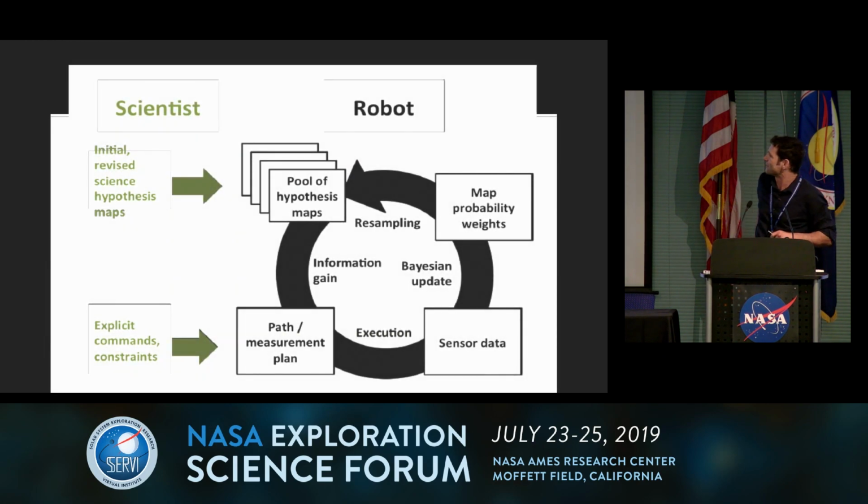Okay, so it starts with the top left. The scientist provides basically a hypothesis map, a pool of hypotheses. Then the next step is the path measurement plan. Here the robot does a data optimization problem on what pathway it will take throughout the terrain to acquire all the data necessary to address these hypotheses. There can also be explicit commands from the ground telling it you cannot go there, please start going there, and so forth. Then the rover starts, executes the observations, then maps the probability weights, and we'll discuss that in a second, and then returns with the information to the Earth. It returns the information to the Earth only.